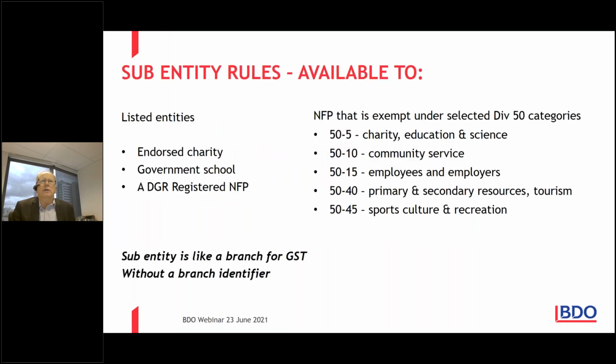Okay, so who can do this? Firstly, there's the entities listed that are an endorsed charity. Now, this is a defined term under the GST Act. And we'll come to just make sure that you understand what that definition is in a moment. A government school and a DGR registered not-for-profit. So a not-for-profit that has a deductible gift recipient status.